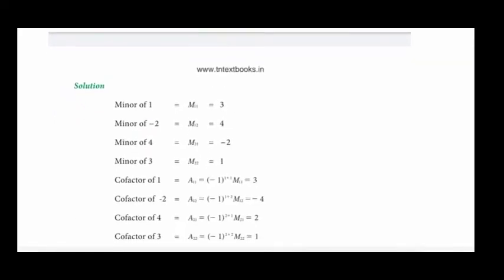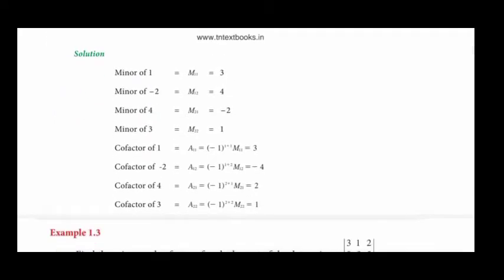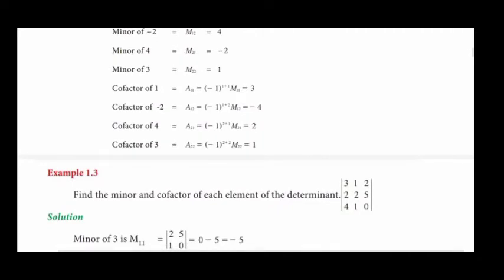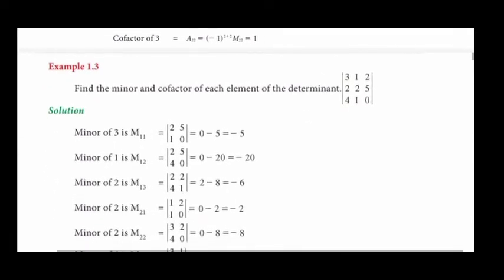Okay, so we are finding the minor. Afterwards we go to cofactor. Cofactor is nothing but the sign given to the minor, that is according to the rows, that is minus 1 power i plus j. If I am finding a11, it means minus 1 power 1 plus 1, it becomes plus 1. Therefore it gives 3. The cofactor of minus 2 equal to minus 4, cofactor of 2 equal to 2, and cofactor of 3 is 1.